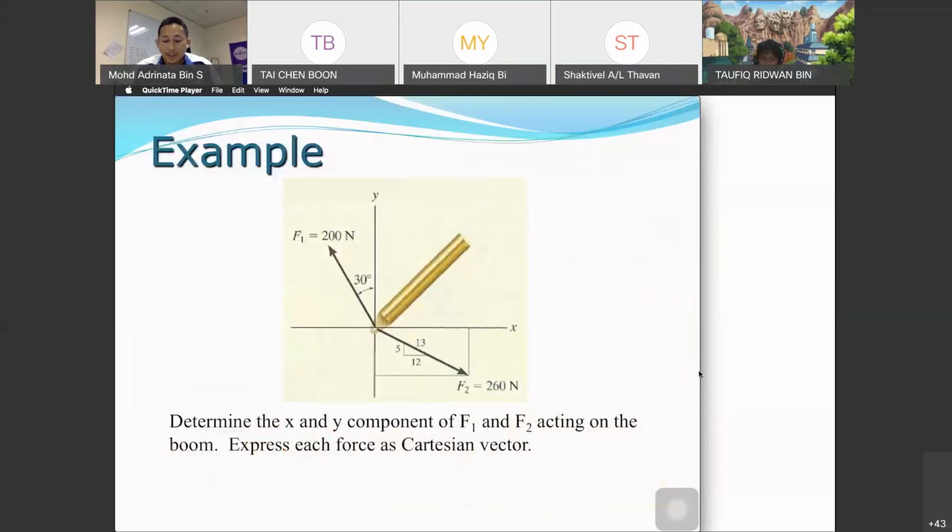Any question? If not, I will go for the next example. Next example, we have F1 200 and F2 260 Newton. For F1, we have 30 degree. For F2, we have a 5, 12, 13 triangle. This is our triangle, and we can use this triangle to get the data for X and Y direction.